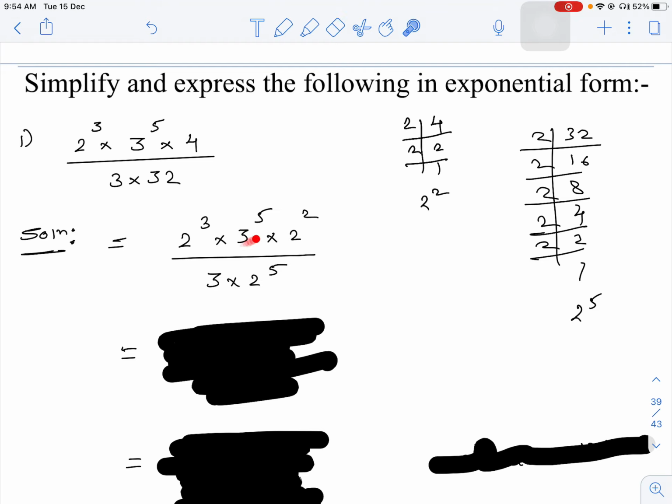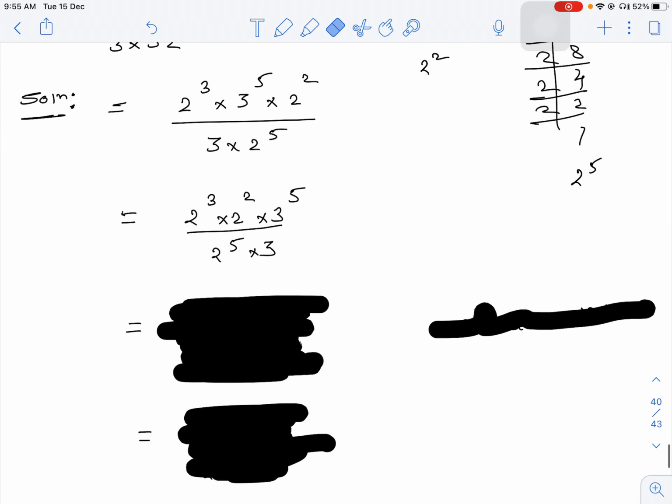Now 2 raised to 3 into 3 raised to 5. Instead of 4 we have written 2 raised to 2, divided by 3 into 32. Instead of 32 we have written 2 raised to 5. Next step, here 2, here also 2, same base, they are multiplying. First we will bring them together, so we get 2 raised to 3 into 2 raised to 2, just changing its position, into 3 raised to 5 upon 2 raised to 5 into 3. Because first we have written 2, so here also we will write the number with base 2.